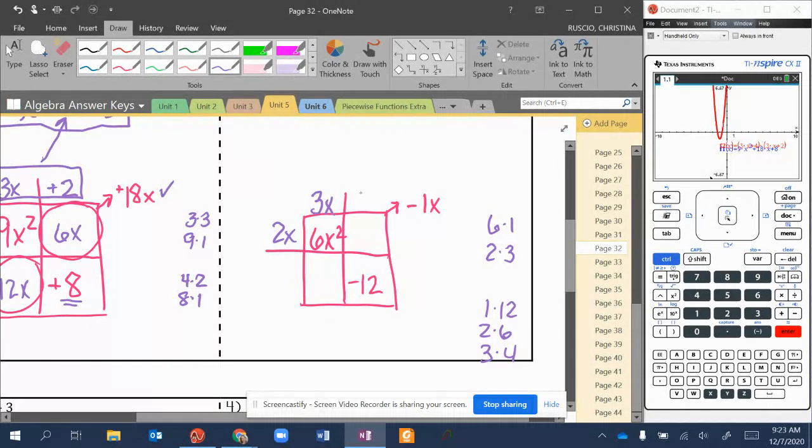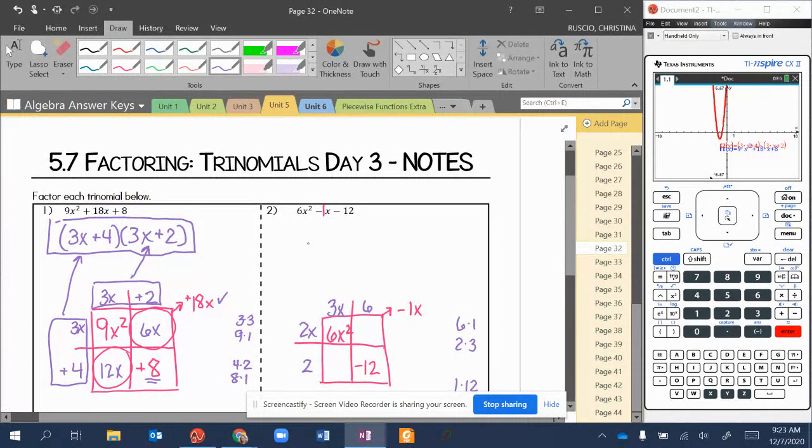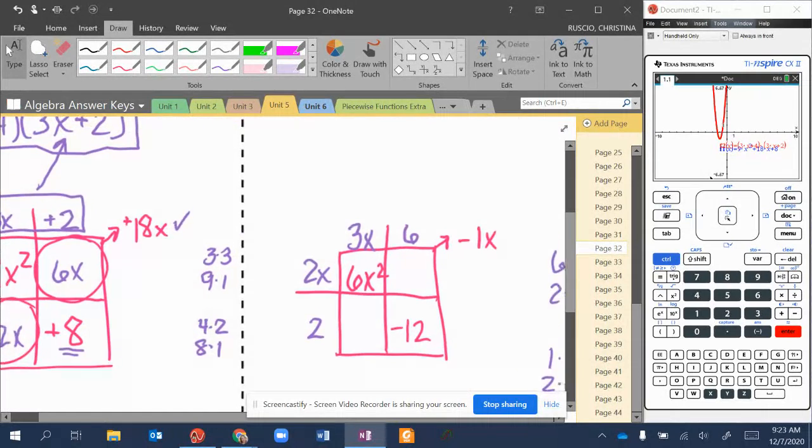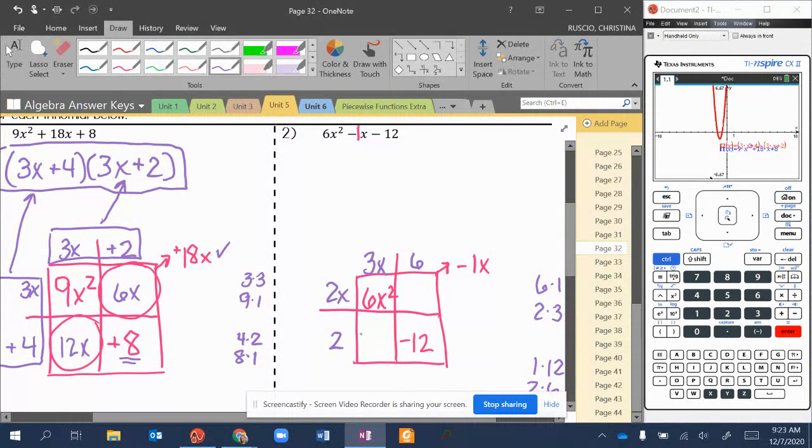I'm going to try 6 and 2. I know one of them has to be negative, and it's going to have to be my bigger quantity. So let's see what happens when I multiply these through first. So that gives me 6x, and that gives me 12x. So this has to be my negative number, but 6x and negative 12x won't be negative 1x. Okay, that's fine. I'm going to flip-flop the 6 and the 2 to see if that helps.